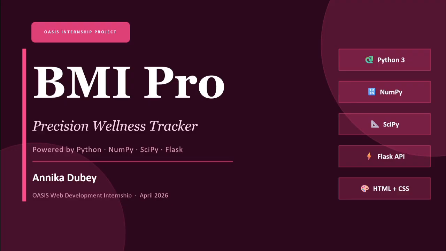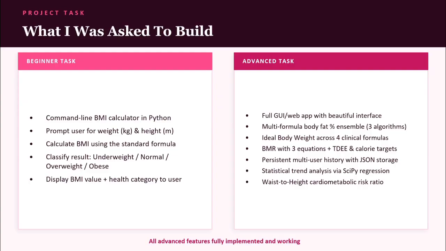The project is called BMI Pro, a precision wellness tracker, and it's a full stack application built with Python on the backend and a custom HTML interface on the front end. The tech stack includes Python 3, NumPy, and SciPy for all scientific calculations, and a Flask REST API connecting the two layers, and a fully custom animated HTML and CSS interface. Let's get into what I built and why.